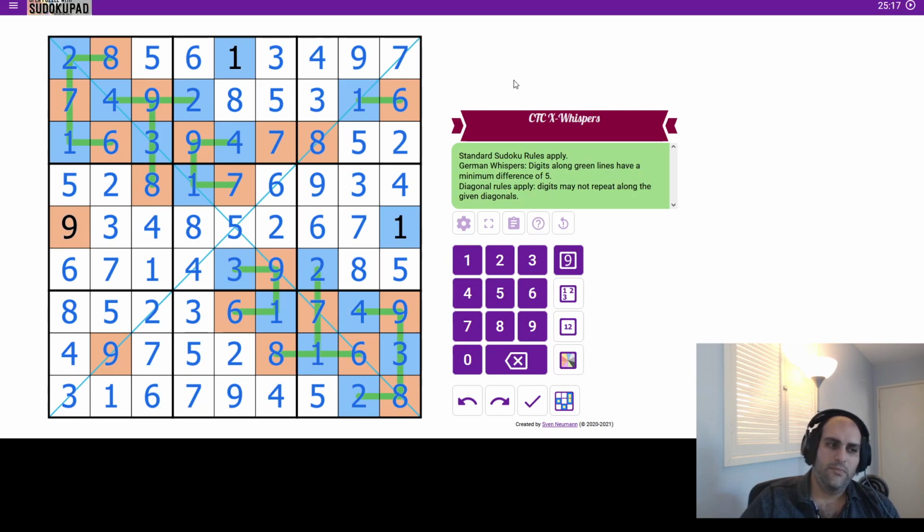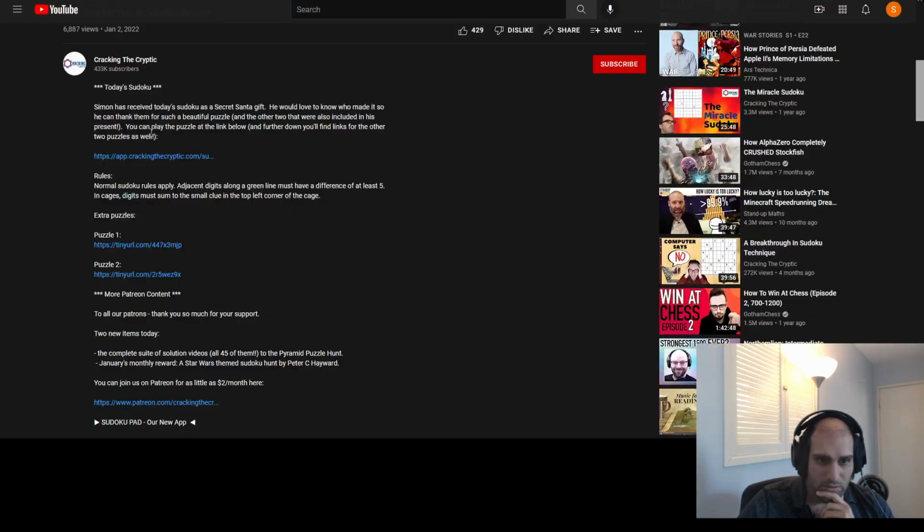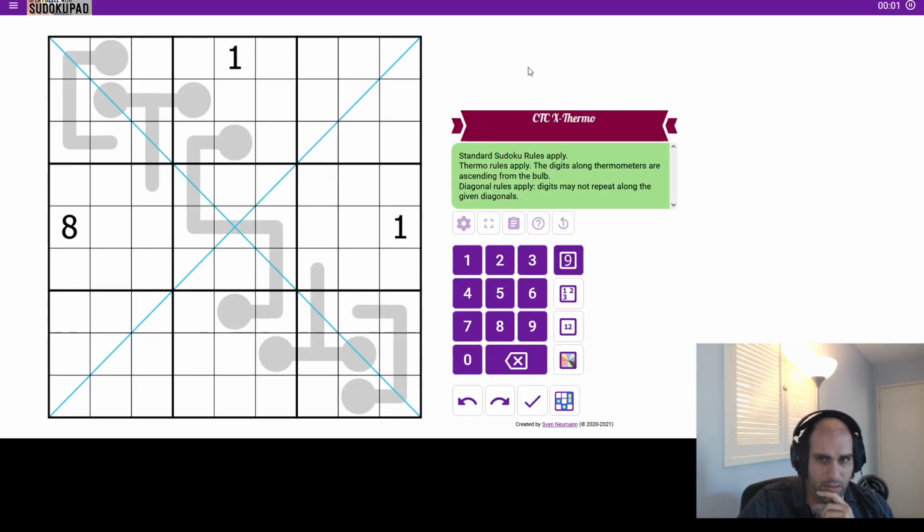Okay. That was a nice little bonus puzzle there. I was pretty quick with it. I'm going to go ahead and move on to the second bonus puzzle over here. Cracking the Cryptic X-Thermo. Okay, so we have thermometers and we have the same diagonals.